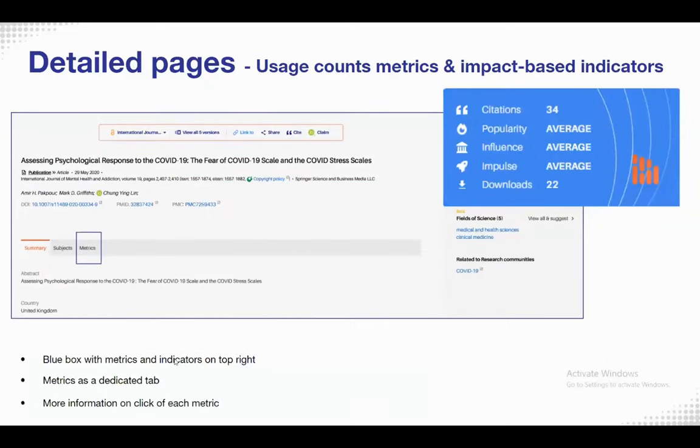On the top right of the side, on the right column, we have a blue box with the usage counts metrics and the impact-based indicators. We can see an overview of them. On the tabs, we have a dedicated metrics tab where we can click on it.